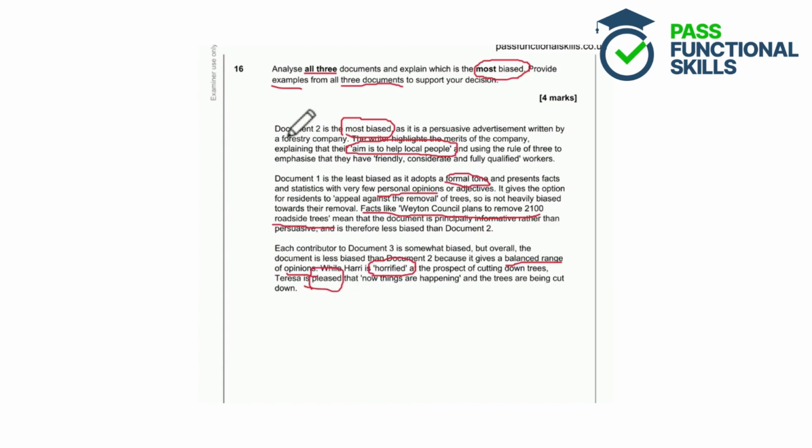So overall in this question, you need to make sure that you're talking about all 3 documents, saying which one is the most biased and why, and making sure that you're giving quotes and evidence from the text to back up your points.